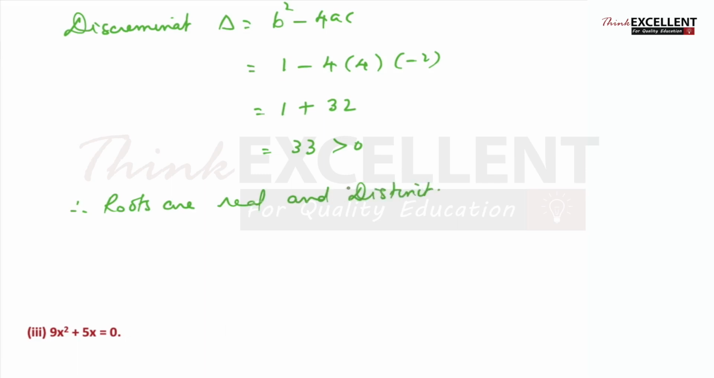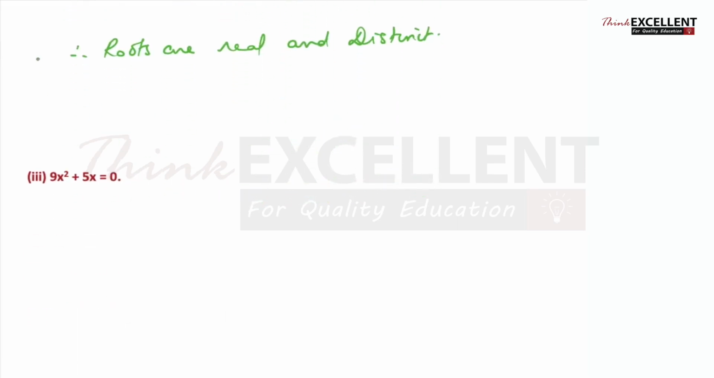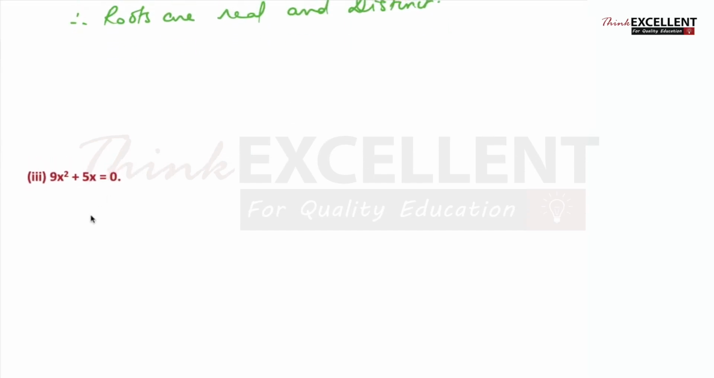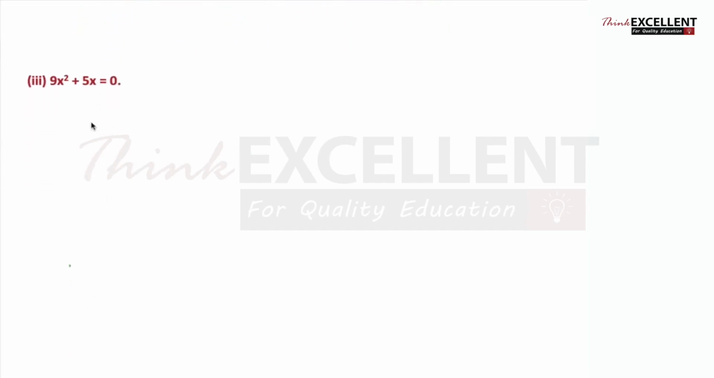Also, you can say the parabola cuts the x-axis at 2 points. Okay, that is also right. Now see another question, the third one. So what is the A value? It is in the correct form. So A value is 9, B value is 5, C value is 0, right? Because there is no constant term here.